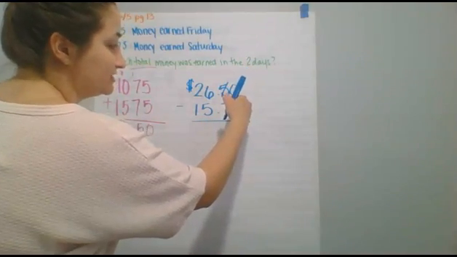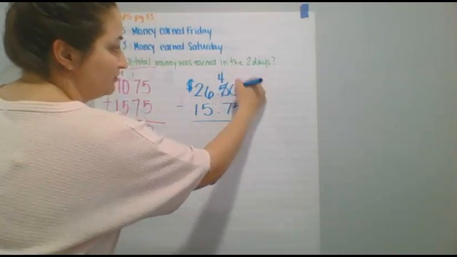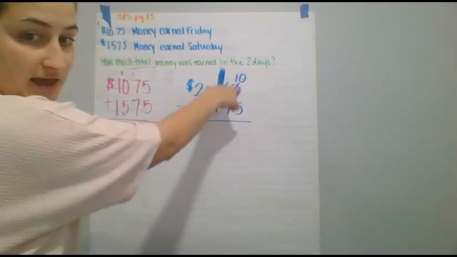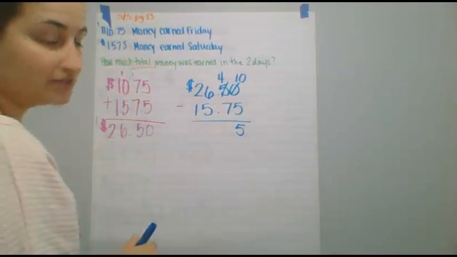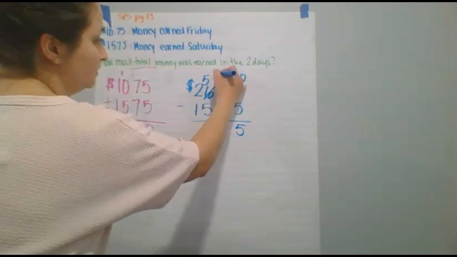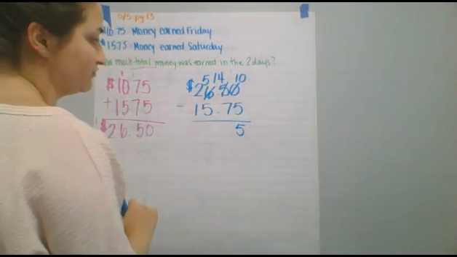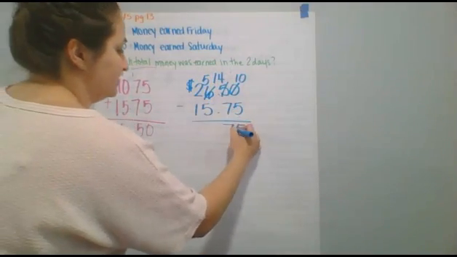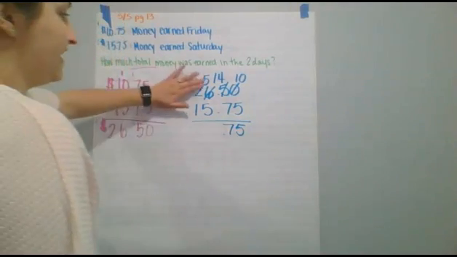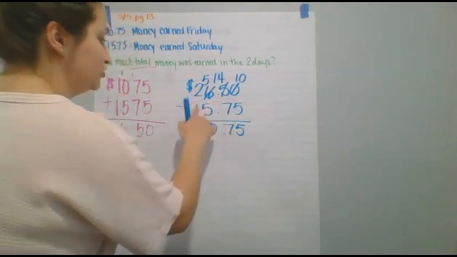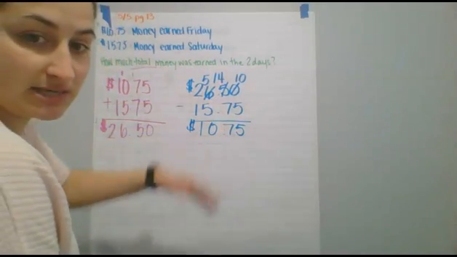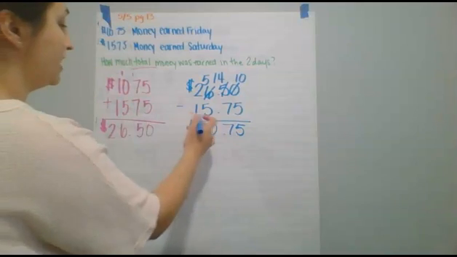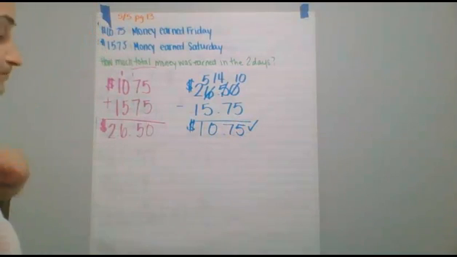So 0, we can't do 0 minus 5, so we're going to borrow from this 5, make it a 4. This becomes 10. 10 minus 5 is 5. 4 minus 7 we can't do, so we're going to borrow. This became 5, this becomes 14. 14 minus 7 is 7. 5 minus 5 is 0. And then 2 minus 1 is 1. Remember, we lined up those decimals and brought it straight down. These two quantities match, so we are correct.